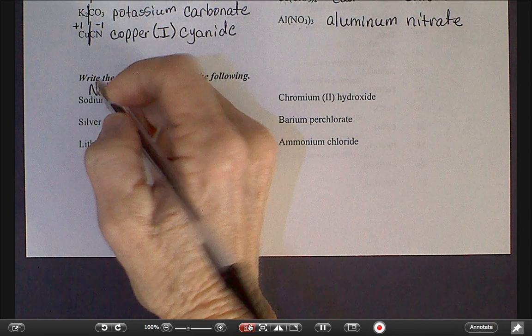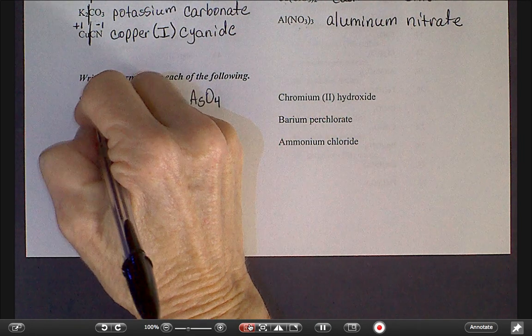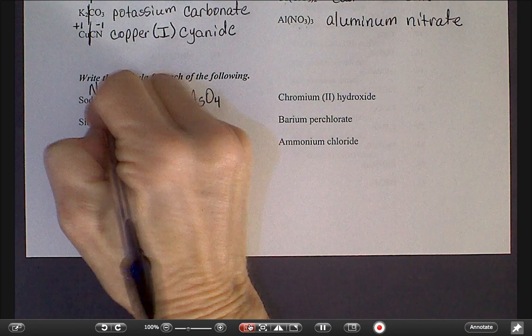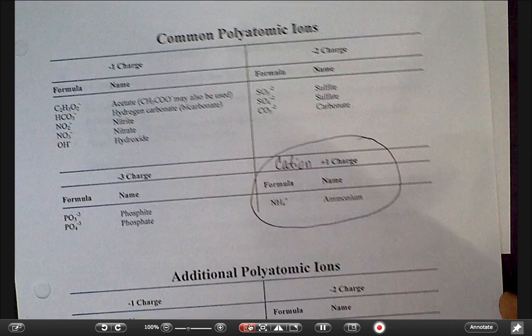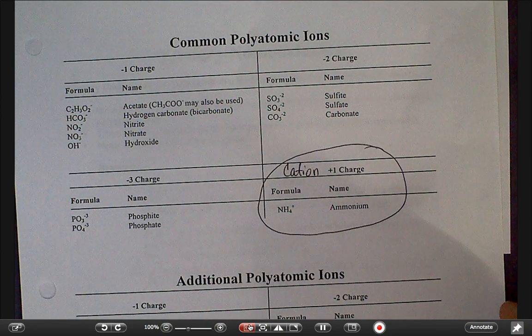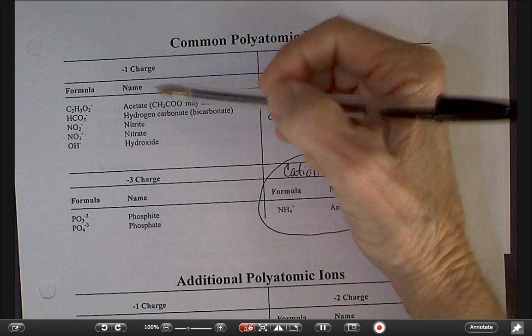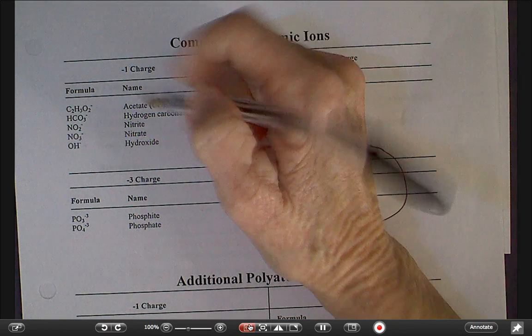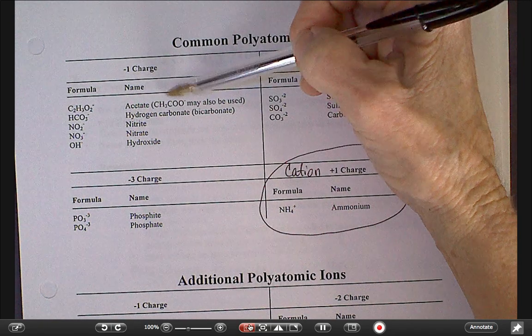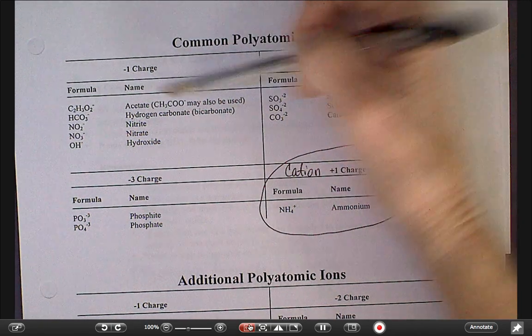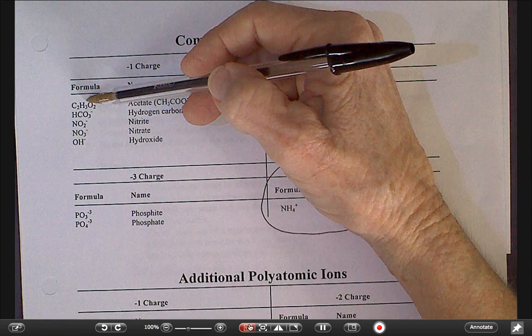What's the symbol for silver? Ag plus 1. Go find acetate. Now sometimes, remember, none of these live on the periodic table. They all live right here on this sheet. Acetate can be seen as 2 different formulas. This is the one I like to use.